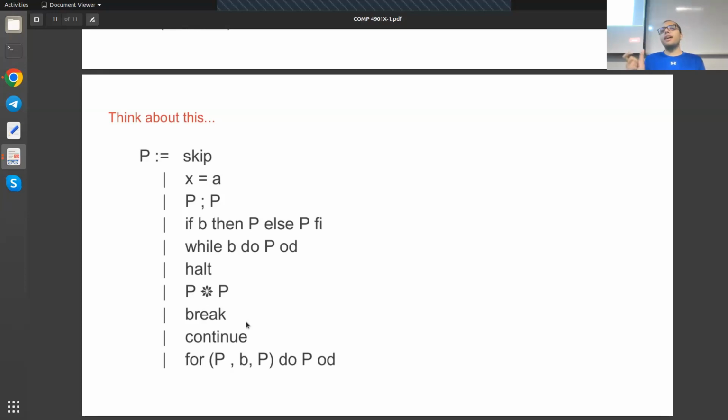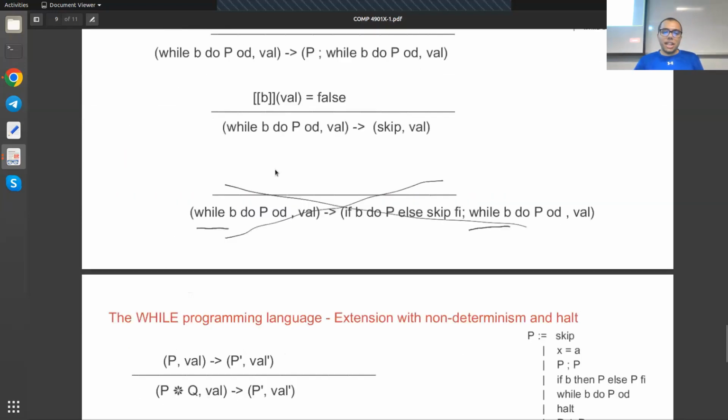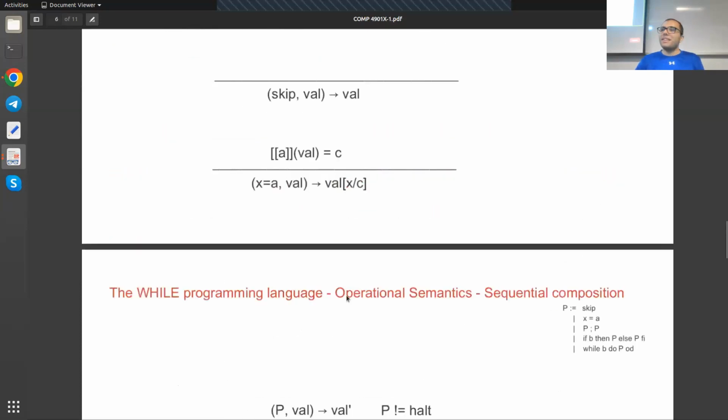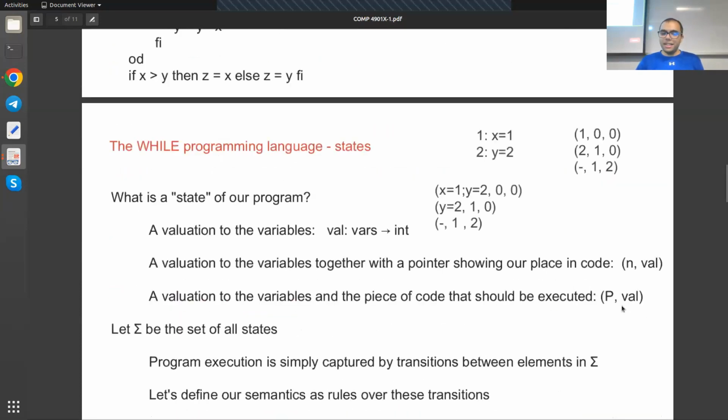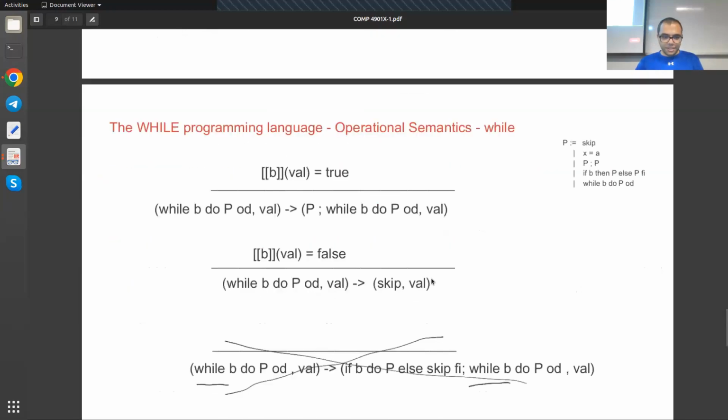Because basically, when you see a break, you have to figure out where the while loop is. Like, where is the while that is getting broken by this break? And the same thing happens for continue. So you have to basically change the definition of state again. So here we had 3 definitions of state. But at this point, if you have break or continue, it's no longer enough to just keep track of the rest of the program that is going to be applied. Maybe you need to somehow keep track of where was the last while loop. So if I do a break, where should I jump now? Okay, just think about this.